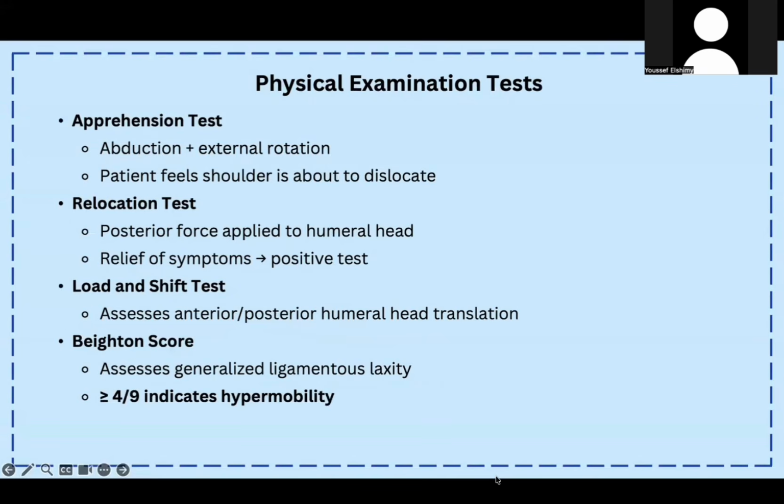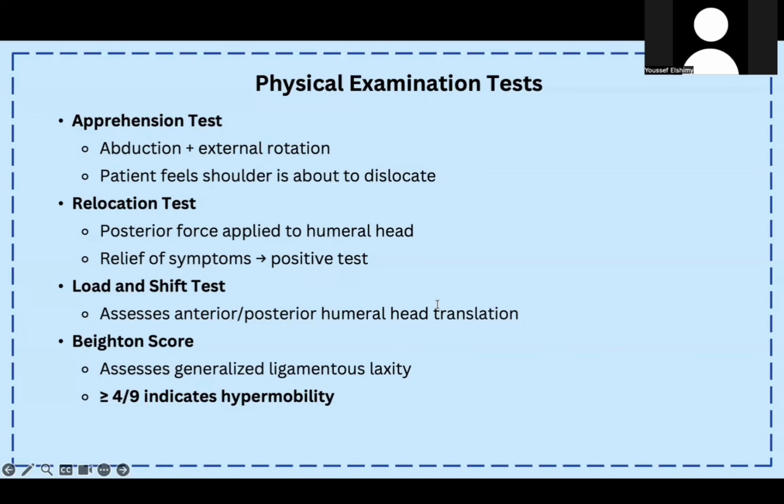Moving on with physical examination tests and starting with the apprehension test. The apprehension test assesses shoulder instability by placing the joint in a vulnerable position. A positive test occurs when the patient expresses fear or apprehension that the shoulder will dislocate. Then we have the relocation test, which is performed by applying posterior force to the humeral head, which reduces symptoms and confirms instability.